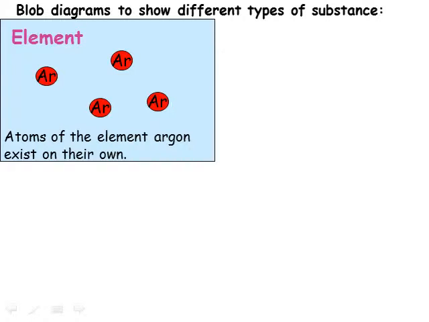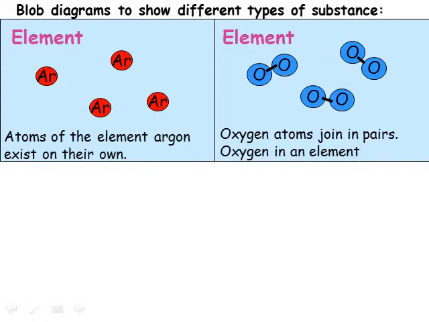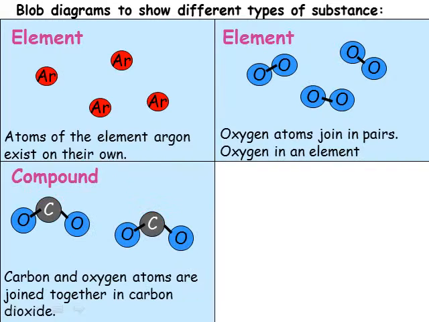We can draw blob diagrams to illustrate the atoms in elements, compounds and mixtures to make sure we understand the difference. This diagram shows argon, which consists of individual argon atoms. It's clear that this must be an element. The next diagram shows oxygen, which we have seen is made from pairs of oxygen atoms bonded together. Again, there are no other types of atom present, so oxygen is an element.